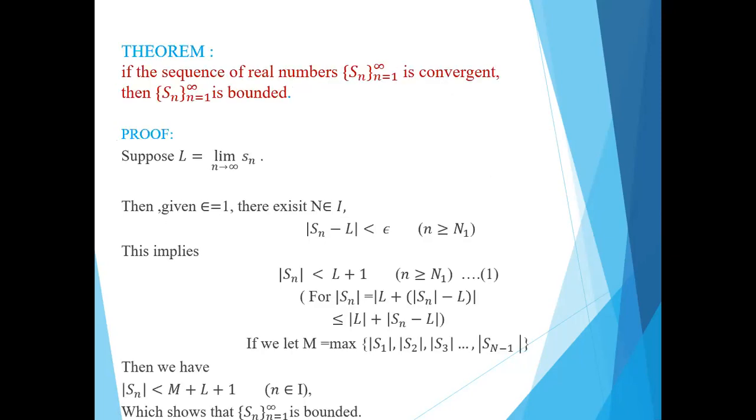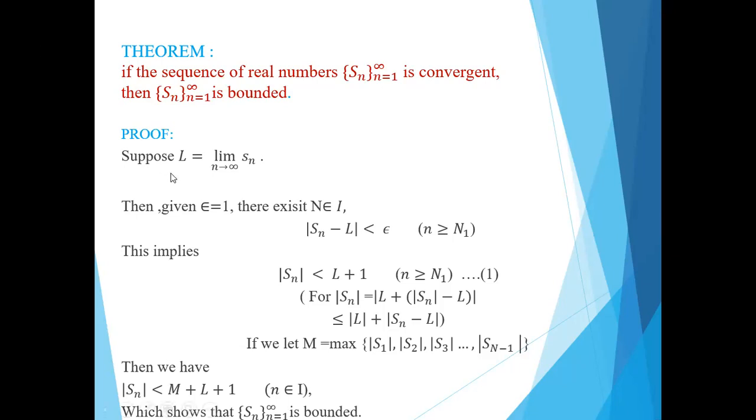The next theorem states: if the sequence of real numbers {Sn}, n equal to 1 to infinity, is convergent, then we have proved that {Sn} is bounded. Bounded means bounded above and bounded below. If it is convergent, the limit point exists; otherwise, if the limit point does not exist, it is divergent.